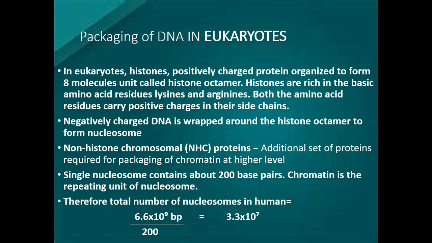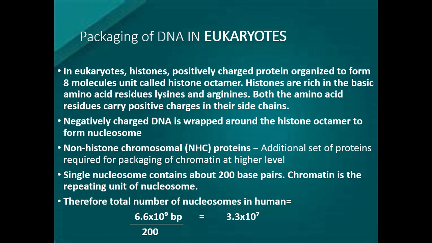In eukaryotes, histones, which are positively charged proteins, are organized to form a unit of 8 molecules called the histone octamer. Histones are rich in the basic amino acid residues lysine and arginine. Both amino acid residues carry positive charges in their side chains. So negatively charged DNA is wrapped around the histone octamer to form a nucleosome. Non-histone chromosomal proteins, NHC, are an additional set of proteins required for packaging of chromatin at a higher level.